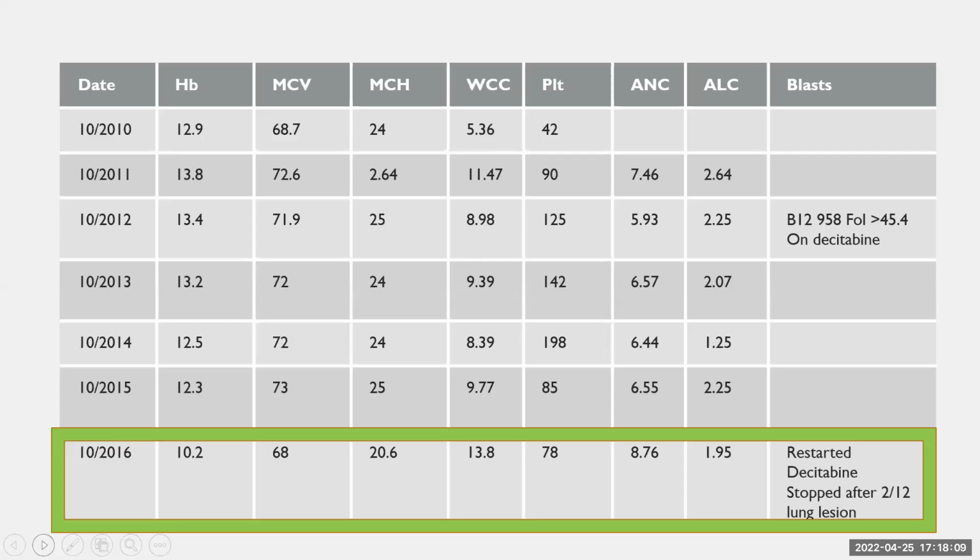So he received the TB treatment for a year. And then in 2016, around about June, he was put back on the decitabine. However, he then presented with symptoms of coughing that were not getting any better. And on a chest X-ray, it was noted that he had a right upper lobe lesion on the lung, which was then biopsied. Next slide, please.